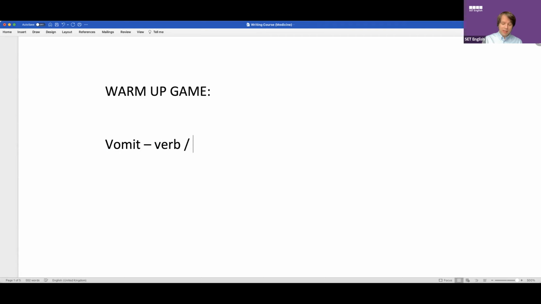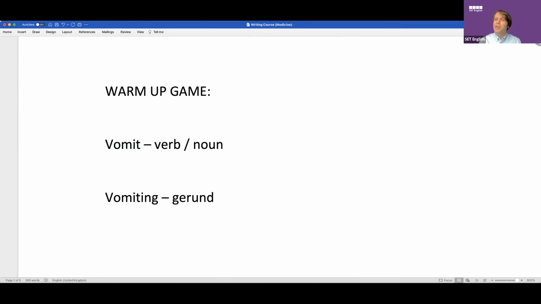But in OET, when you're talking about symptoms like this, you don't tend to say, he complained of vomit, do you? That would mean maybe he has it on his shirt or something. You would say, with the complaint of vomiting, which can also be used. What type of word is that? Vomiting.